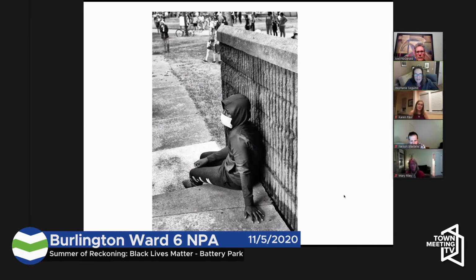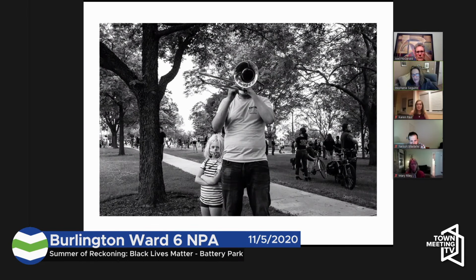This is behind the stage at Battery Park. Many of these events this summer, while being very serious and in many ways grief-stricken, also were events in which there were moments of joy, if you will. And this parent and his child was standing on Battery Street and playing music to invite people who were going by to come join the event.